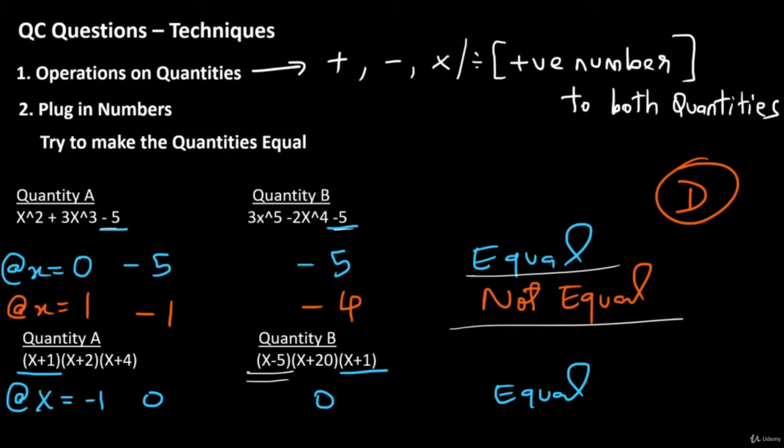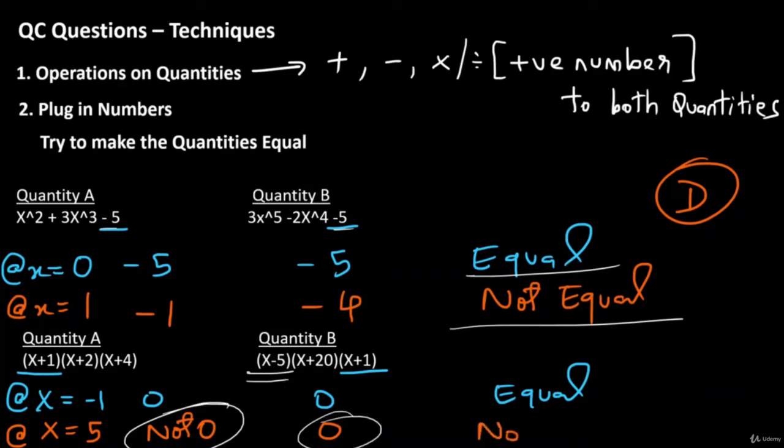So, let's try that. At x is equal to 5, you can see that quantity A is not 0, right? It's 6 into 7 into 9. You don't need to calculate it. It's just not 0. And quantity B is 0, right? So they are not equal. Again, the answer to this question is option D.